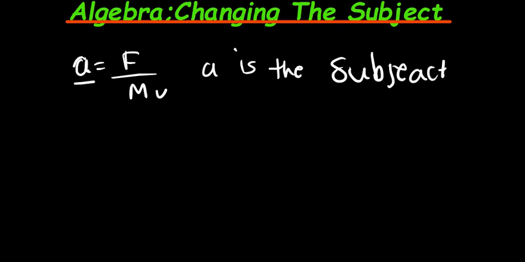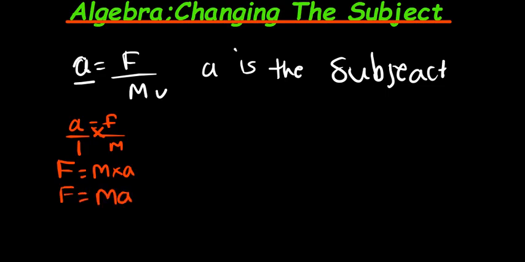In this case, we can say a = f over m over 1. Therefore we do cross multiplication. Therefore f will be equal to what? m times a. Therefore f = ma. In this case, the subject of the formula becomes f.